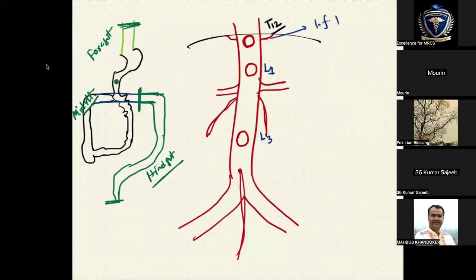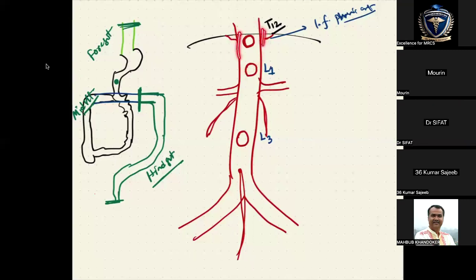Could you tell me the level of the inferior phrenic artery? Thoracic 12. Just coming into the abdomen, it gives a lateral branch. This is the ventral branch and this is the lateral branch at the same level, thoracic 12, the inferior phrenic artery.